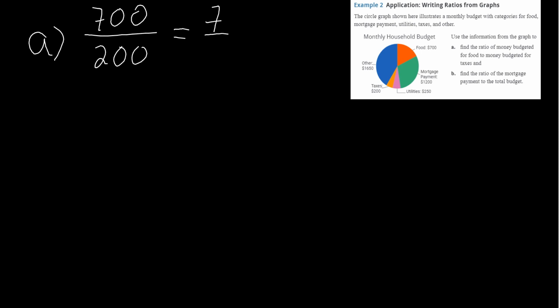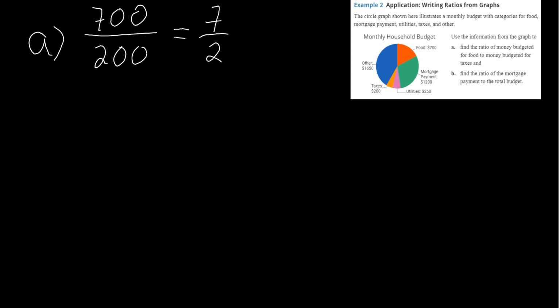Anyways, example 2. The circle graph shown here illustrates a monthly budget with categories for food, mortgage payment, utilities, taxes, and other. So use the information from the graph to A, find the ratio of money budgeted for food to money budgeted for taxes. Okay, so looking at A, money budgeted for food is $700. The money budgeted for taxes is $200. Okay, well that's pretty easy. We can reduce that pretty easily, right? Because it's 700 over 200, or just simply 7 halves. Okay, so that's the ratio of money budgeted for food to money budgeted for taxes.